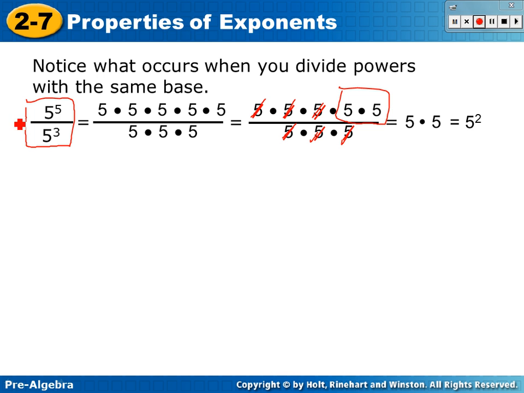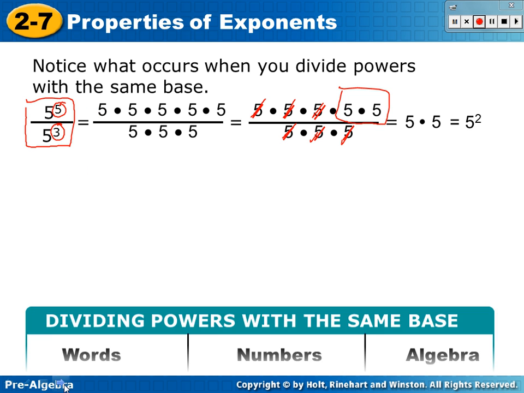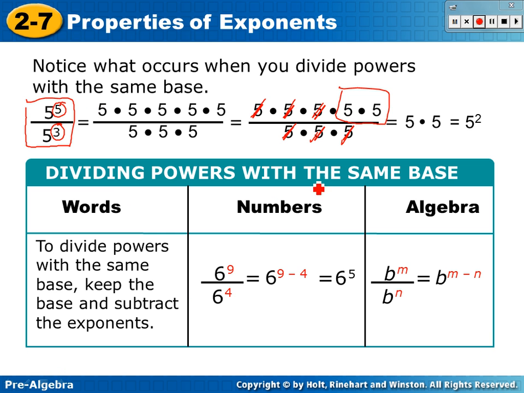Now, can you see a relationship between what was going on with the exponents here? Just like the last one we did, there was a relationship that when the bases were the same, we could do something with the exponents, some type of operation. So if I take a look, dividing powers with the same base. To divide powers with the same base, and again, here's a key word, boys and girls, it has to be the same base. Same base. Keep the base and subtract the exponents.